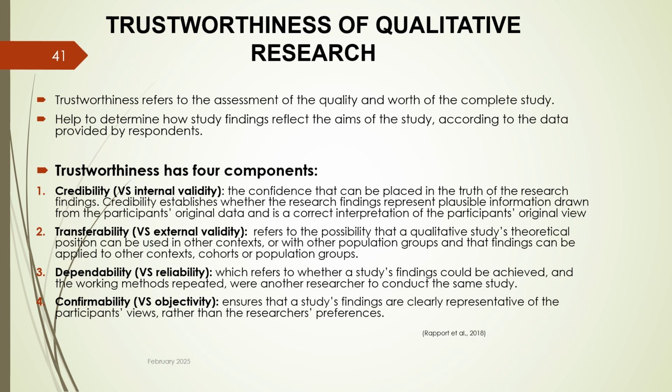So again, an important part of this lecture and this course in general is trustworthiness of qualitative research, and the main component of trustworthiness, which are credibility, transferability, dependability, and confirmability. What are their definitions? How can they be achieved? Is a very important part you need to understand in this lecture and throughout the whole course.